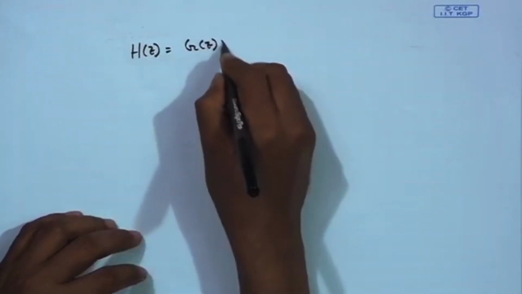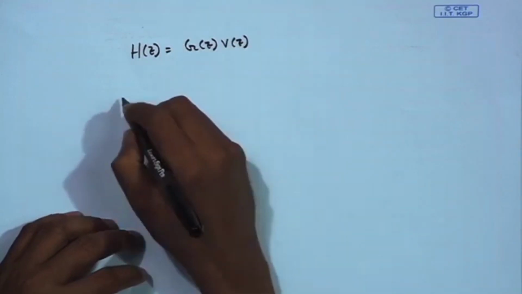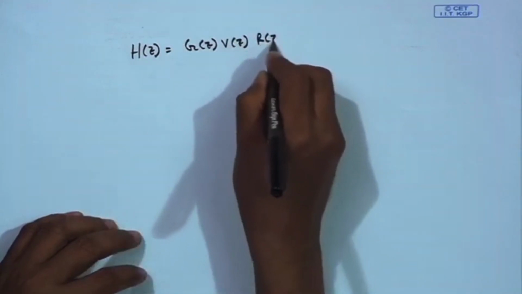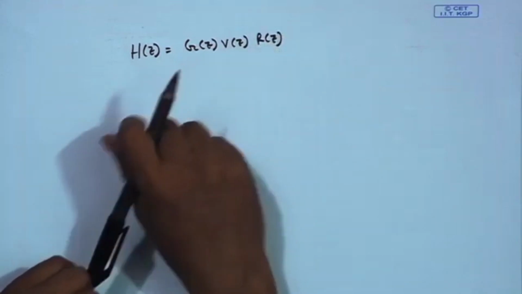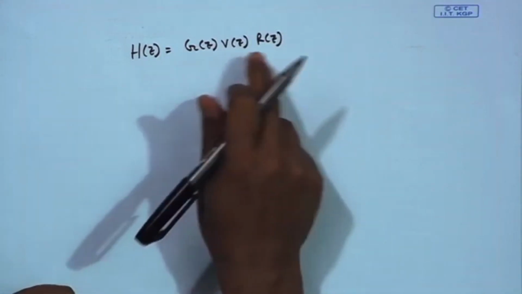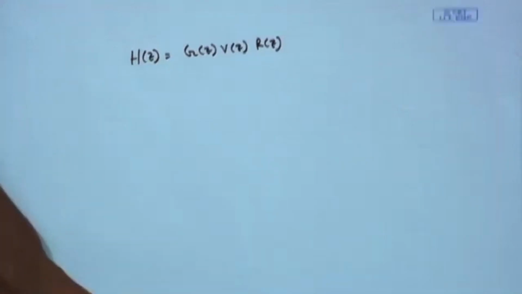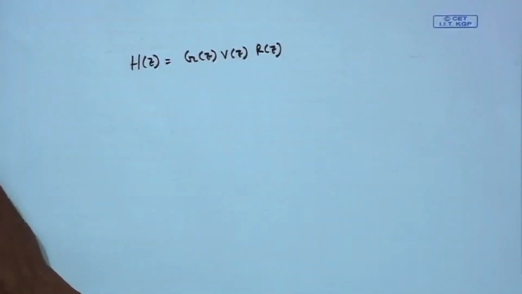transfer function multiplied by V(z), the vocal tract transfer function, and the radiation transfer function. Okay. So, these are the three transfer functions which have to be multiplied to get the overall H(z). If you see in the figure, the overall H(z) is this.